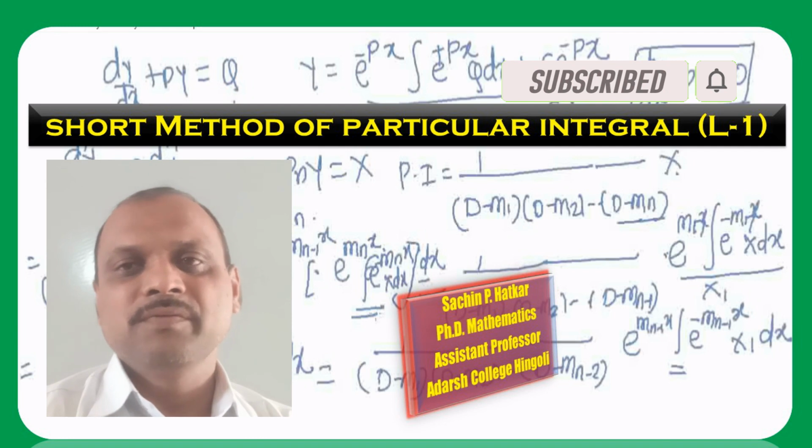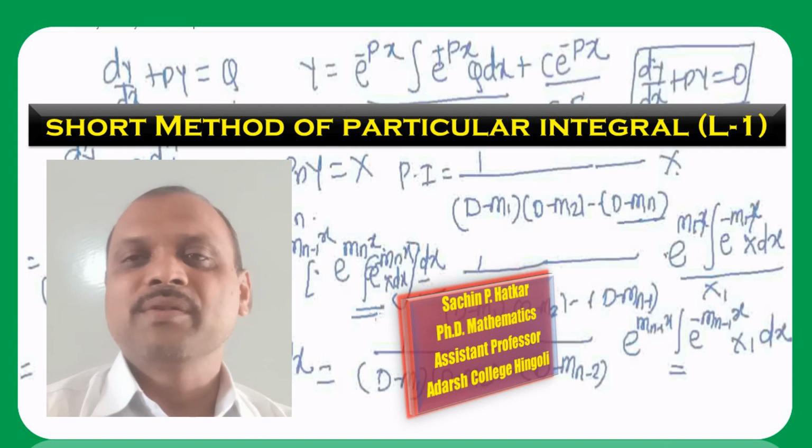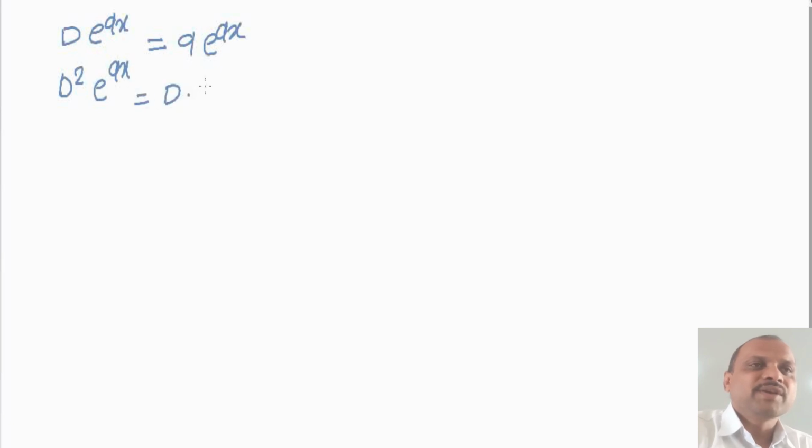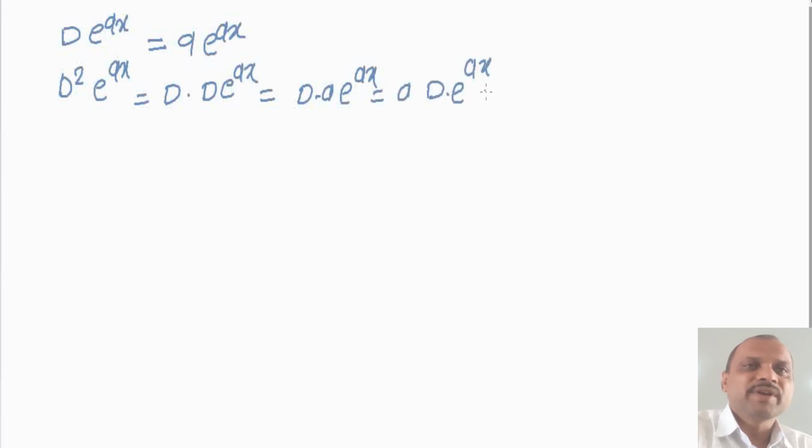In this new video we discuss how to find a particular integral by using short methods. That is, D of e raised to ax, d by dx of e raised to ax, gives a into e raised to ax. Then D square e raised to ax, that is the second derivative, equals the derivative of a into e raised to ax, equals a into the derivative of e raised to ax, equals a into a e raised to ax, equals a square e raised to ax.